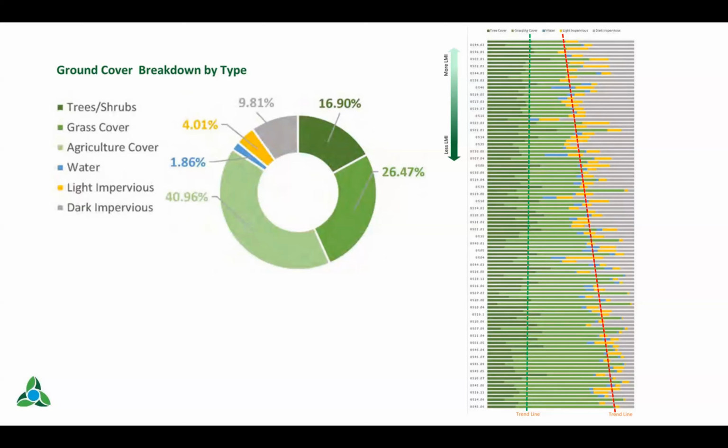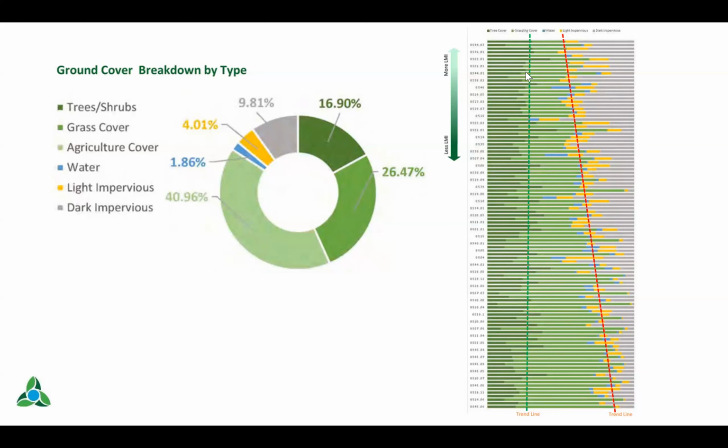The good news is it also illustrates how we might be able to focus. If we had an opportunity to replace some impervious surfaces with things like prairie grass or reduce some dark impervious surfaces, where might we have the greatest bang for the buck? Well, in the areas that have the biggest impacts. So it can help us prioritize a little bit.